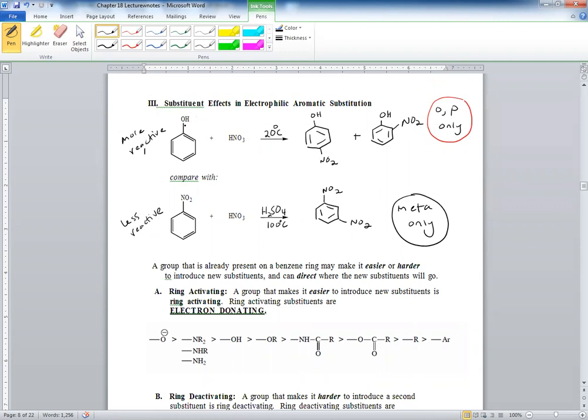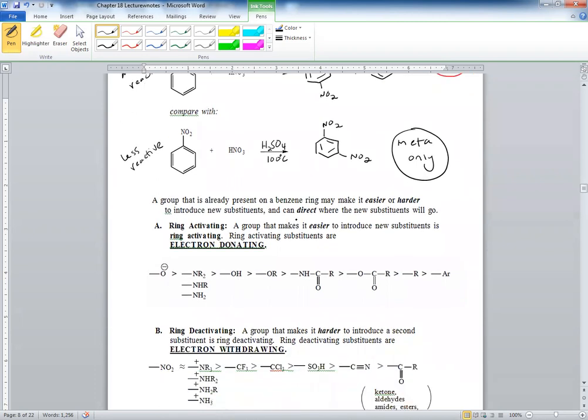Whatever you add to the benzene ring depends on how the substituents react to that incoming substituent, meaning the OH here decides where the NO2 is going to go. The same thing here, the NO2 decided where the other NO2 that's coming from the nitric acid is going to go. So that's what we mean by directing. They direct where the new substituent is going to go.